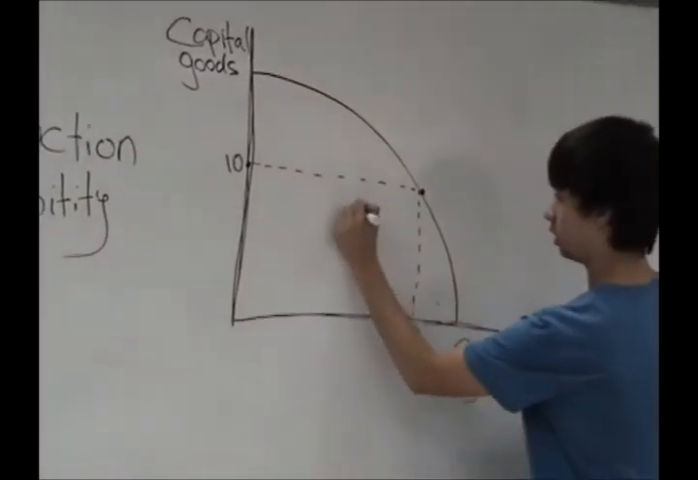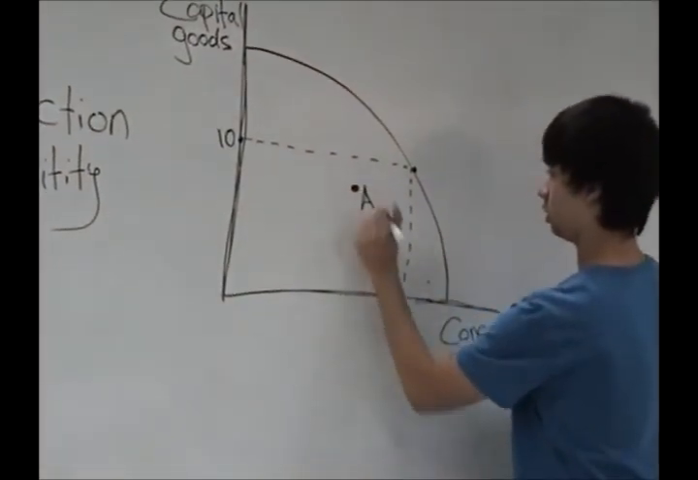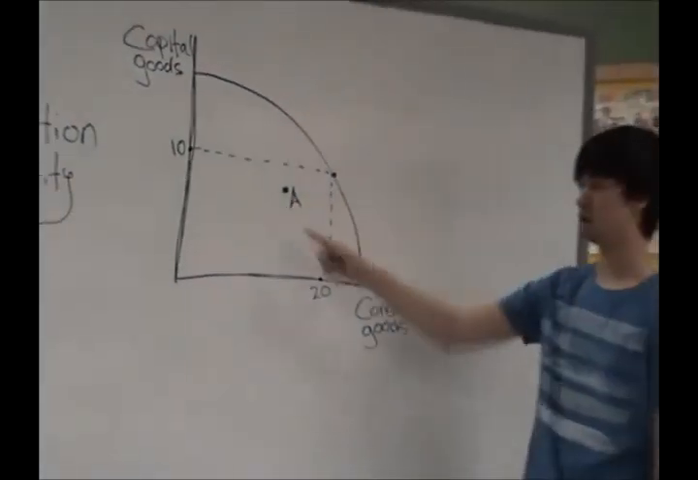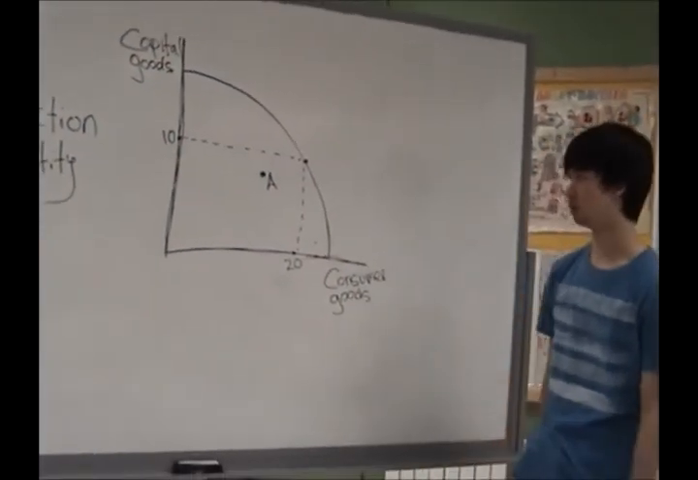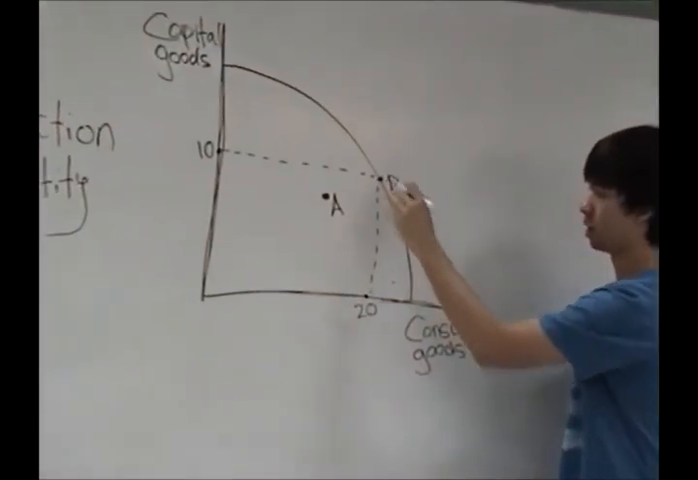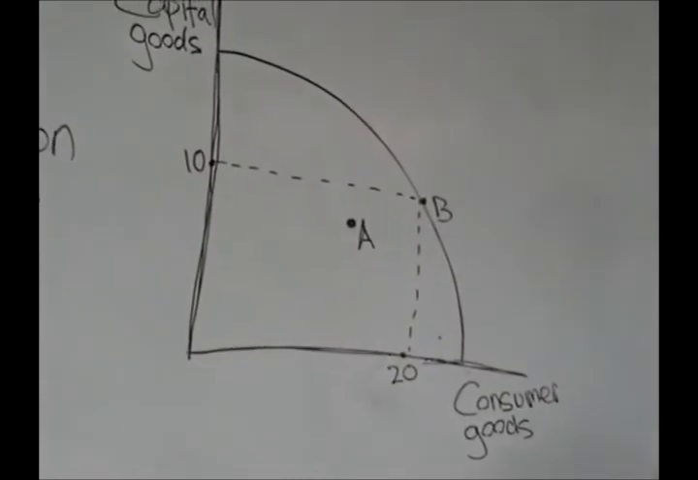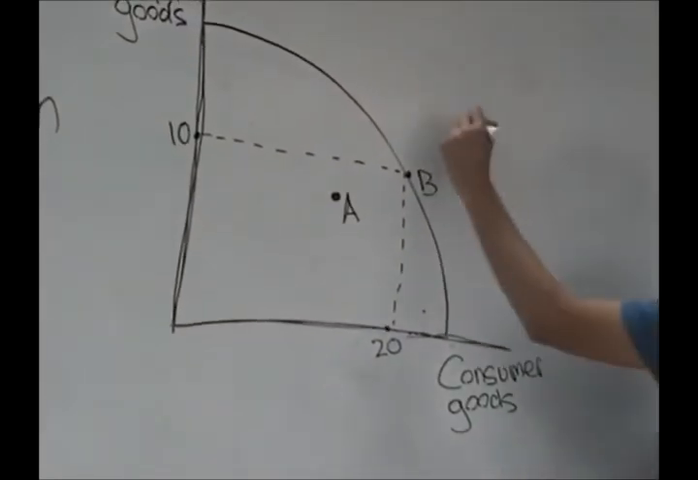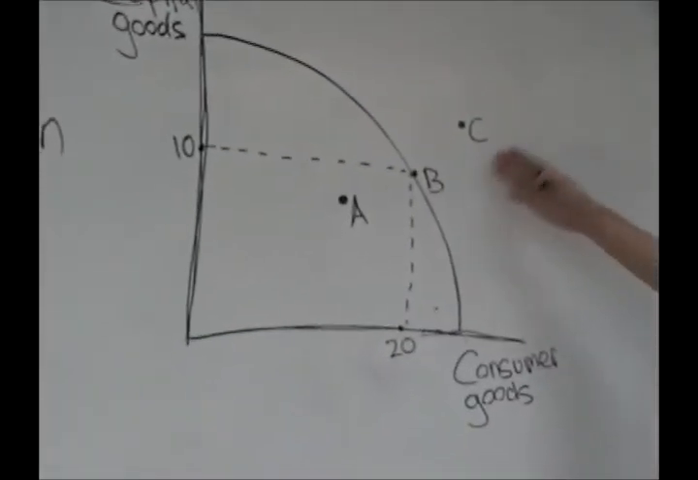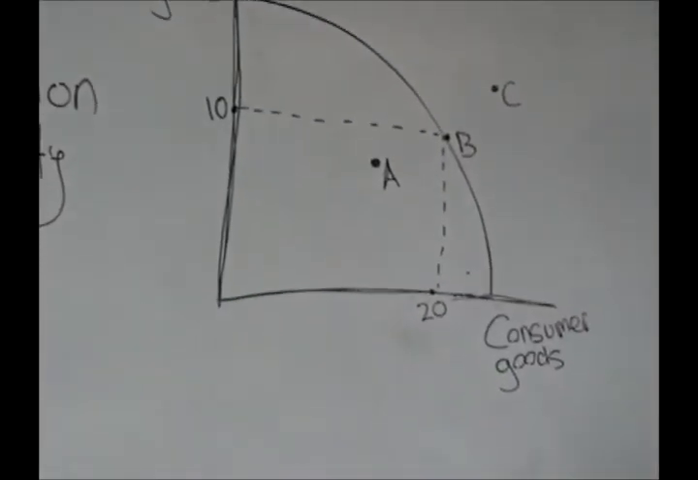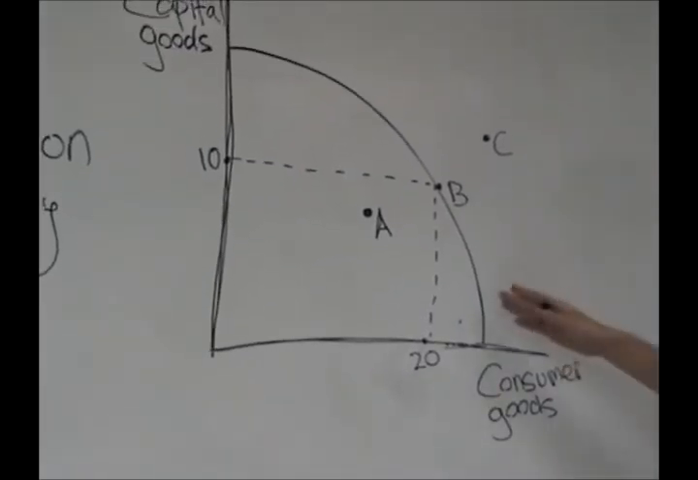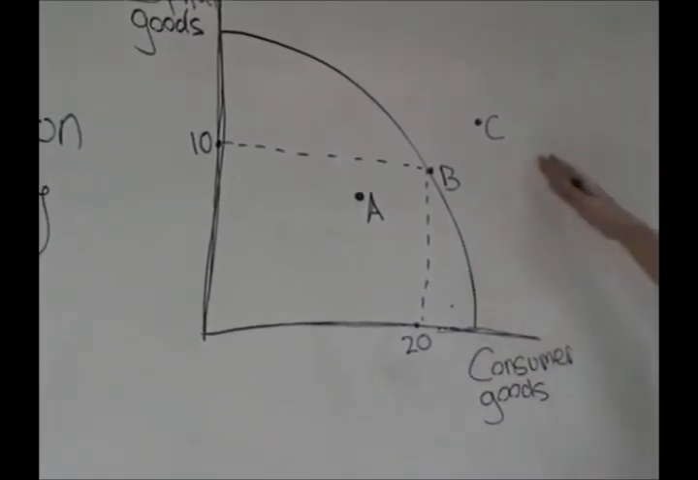And at point A, for example, which is inside the curve, a country is not using all its available goods. And then right here, point B, which is on the curve, a country is using all available goods. And then there's also point C, which lies outside the curve, which the country could only get to if it trades with another country or if it expands the PPC and shifts it outwards.